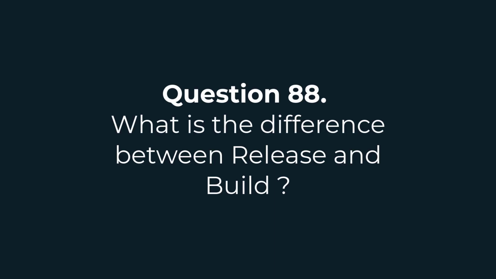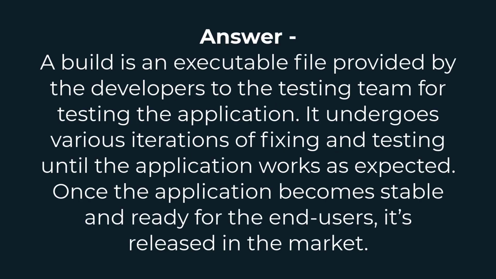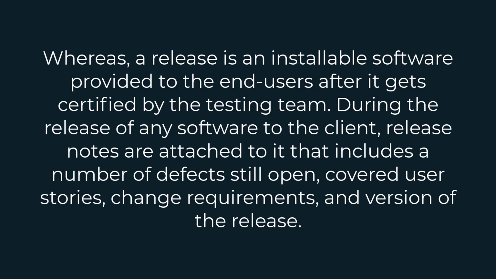Question 88. What is the difference between release and build? Answer. A build is an executable file provided by the developers to the testing team for testing the application. It undergoes various iterations of fixing and testing until the application works as expected. Once the application becomes stable and ready for the end users, it's released in the market, whereas a release is an installable software provided to the end users after it gets certified by the testing team.